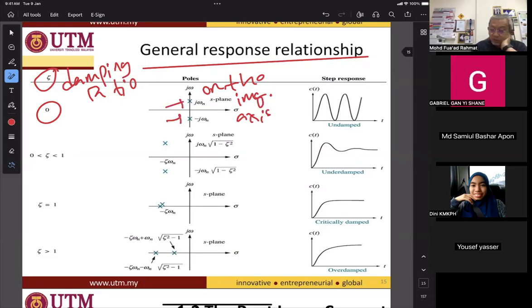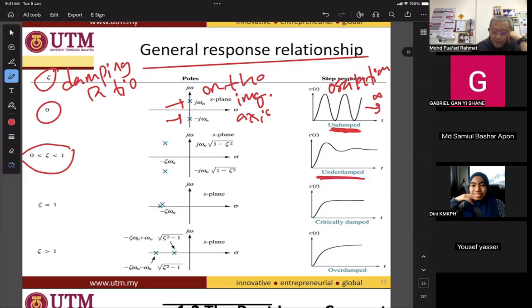And the output response is here: oscillations from 0 towards infinity, which is not very good. We call it undamped. Oscillation, we go up, go down, go up, go down, which is not very good. And then the best that we targeted is between 0 and 1. This one, we call it underdamped.